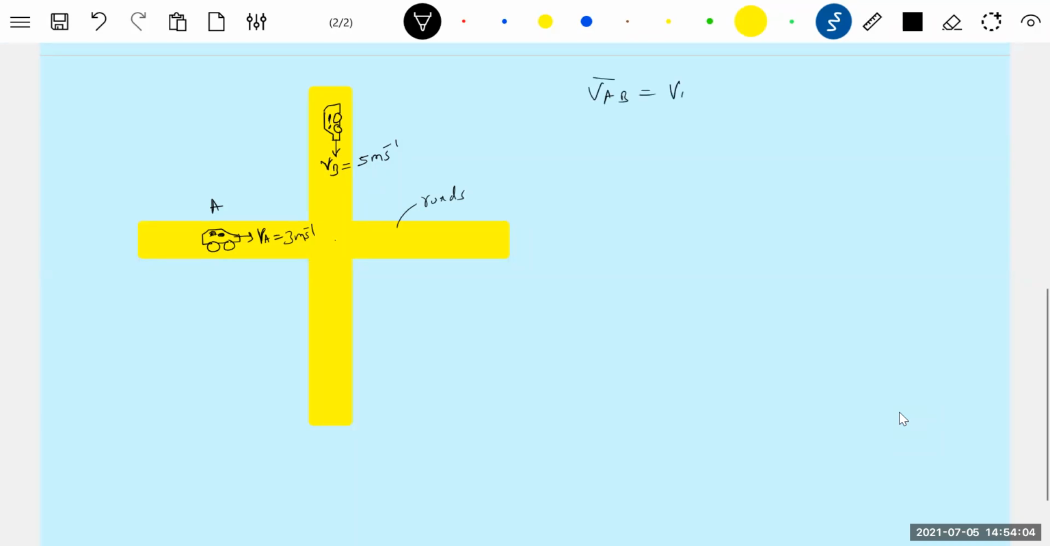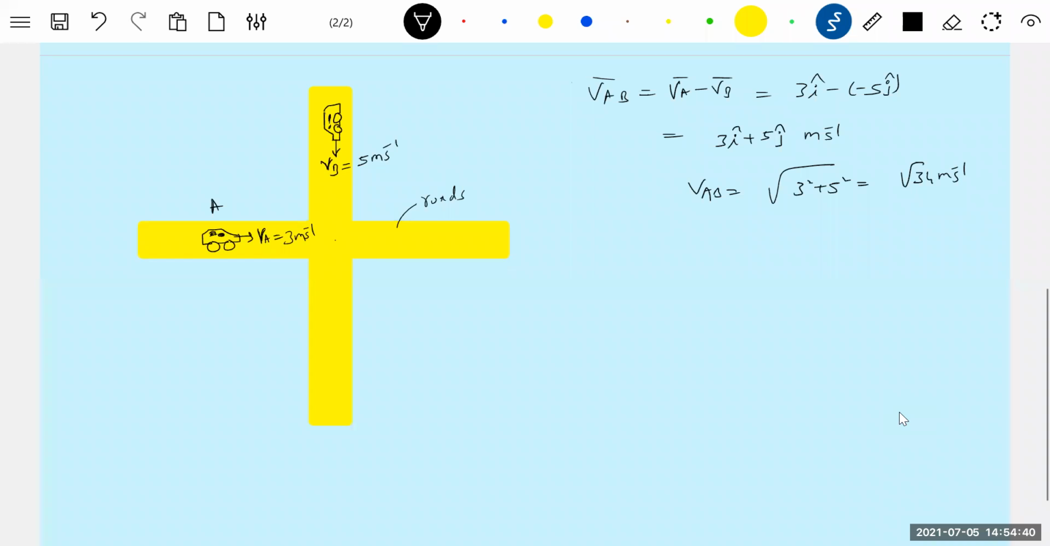VAB bar equals VA bar minus VB bar. VA bar is 3I cap minus 4J cap. Sir, 4 or 5? What I wrote is 5, yes, I'll make it 5. So this will become 3I cap plus 5J cap meters per second. Then the speed of car A with respect to B will be root of 3 squared plus 5 squared, 9 plus 25, root 34 meters per second.